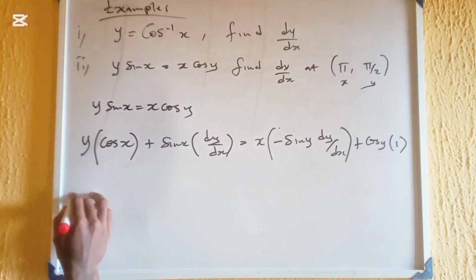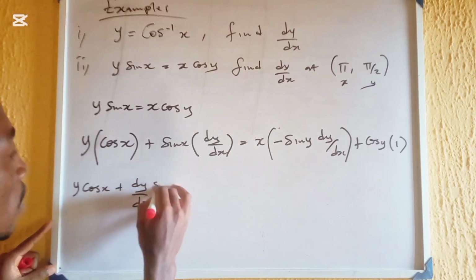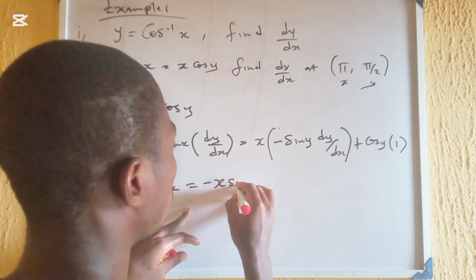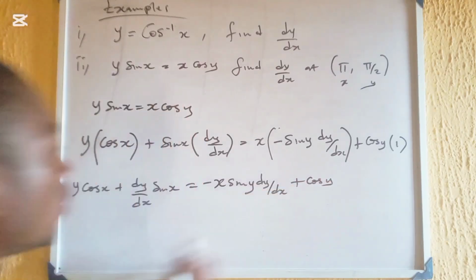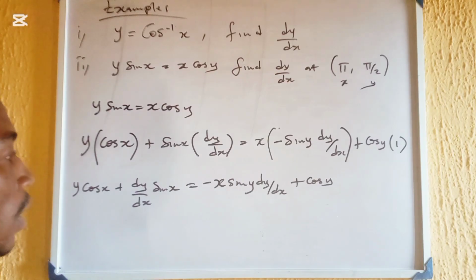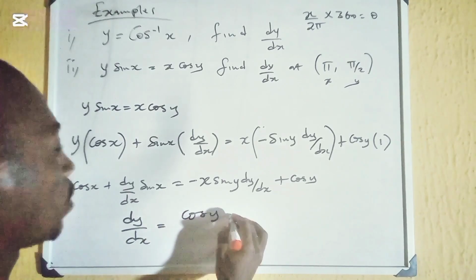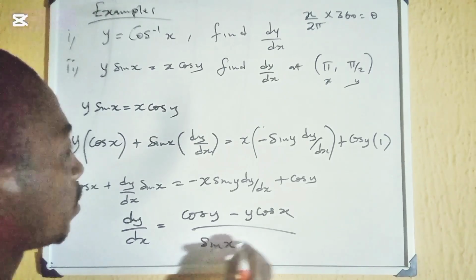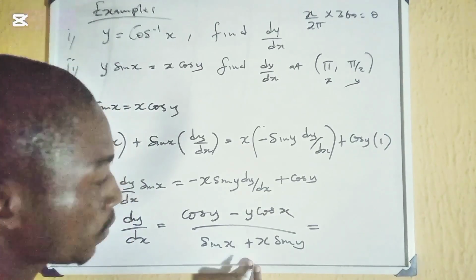So in that case, we are having y cos x plus dy/dx sin x equal to minus x sin y dy/dx plus cos y. So we can make dy/dx the subject of the formula just by collecting like terms. This will cross over, and you'll have that dy/dx is equal to cos y minus y cos x over sin x plus x sin y.